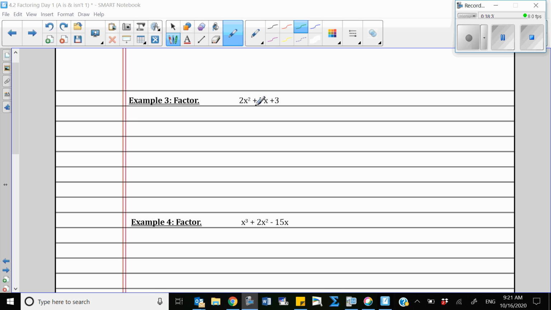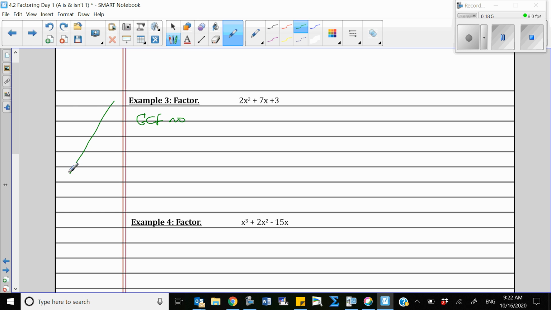Example 3, 2x squared plus 7x plus 3. Do we have any GCF here? No. The coefficients 2, 7, and 3 are all prime numbers and they don't have anything in common. The letters are also x squared, x, and nothing. Well, there's no GCF here.